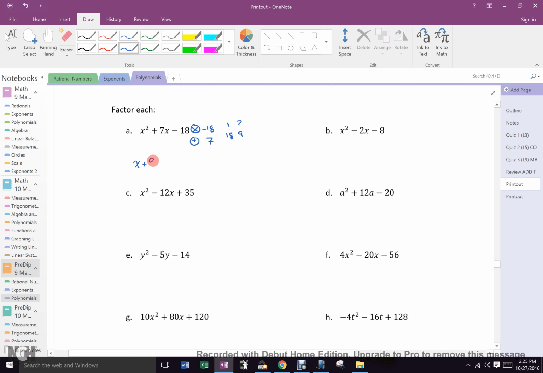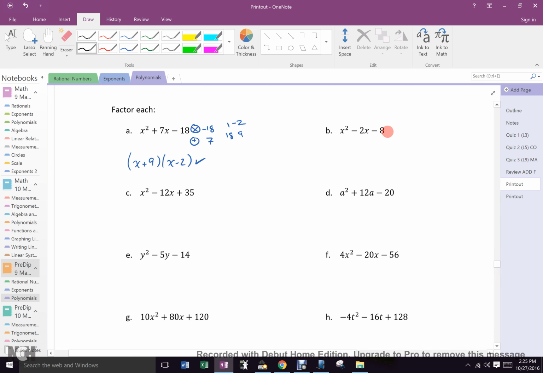X plus 9, x minus 2. Check. 9 minus 2 is 7. 9 times negative 2 is negative 18. Correct. Got it? Everybody good? Jack, you were the one that said it. I get what you're saying, I just don't get how to write it out. Well, you were the one that recognized it had to be 9 minus 2, correct? To get the 7. So we write x plus 9, because there's our positive 9, and x minus 2, there's our negative 2. Oh, that's it. Okay.